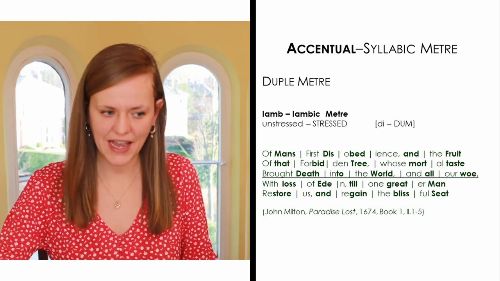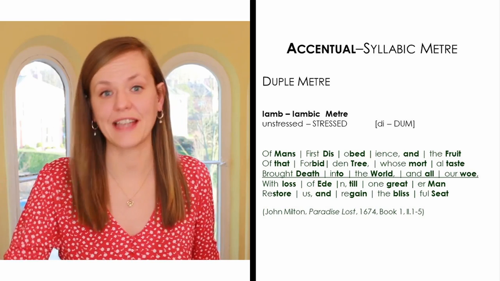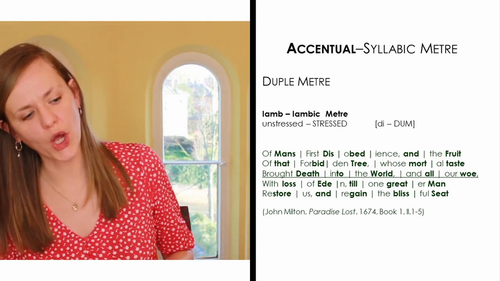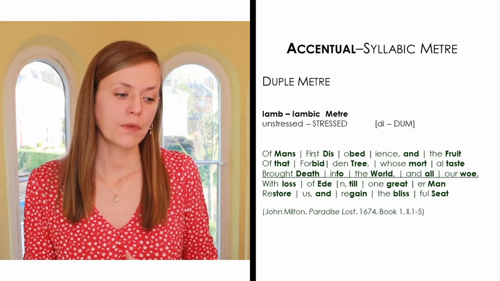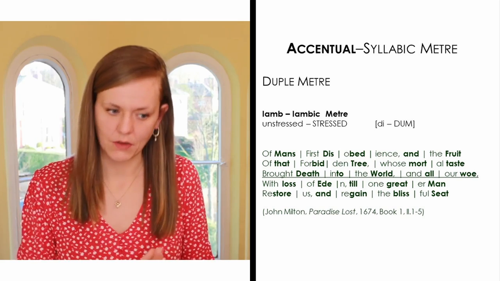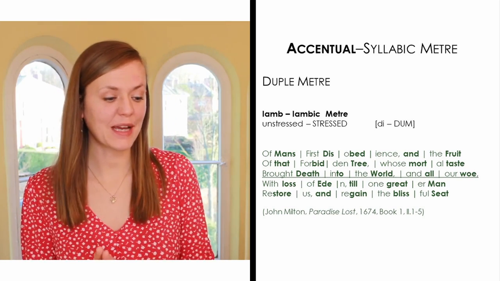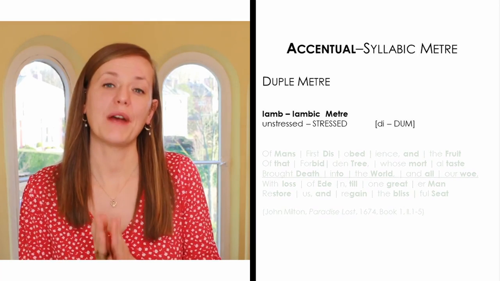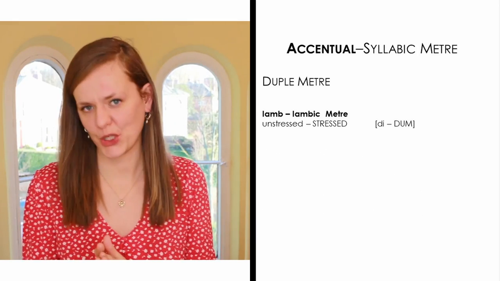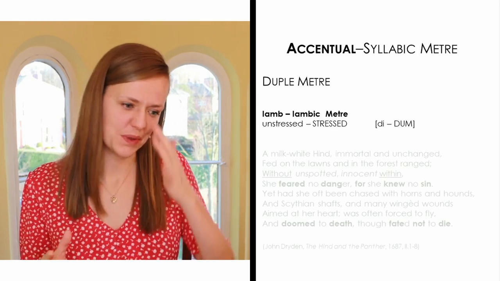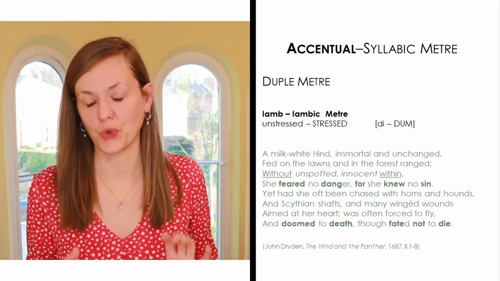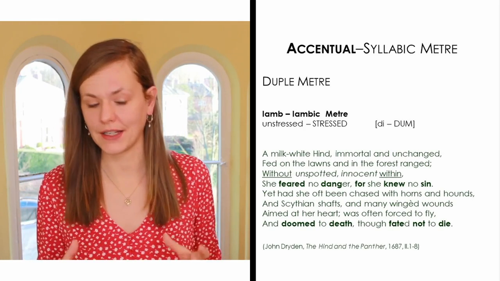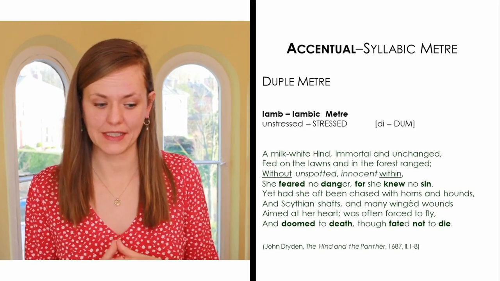And you can see it brought out, as I've said, in some lines, like brought death into the world and all our woe, where it's particularly strong, and it sort of fades out in others. And because iambic pentameter is really the most prevalent metrical rhythm in English poetry, here is another example, this time by John Dryden. So this is his poem The Hind and the Panther, which is from 1687.